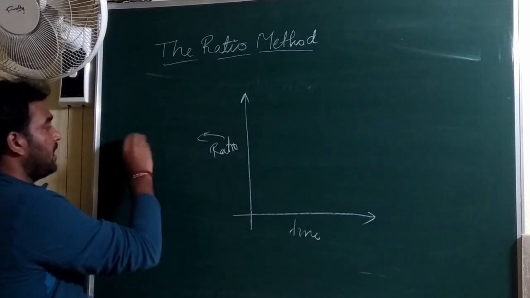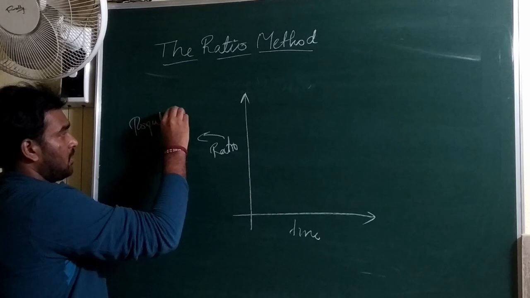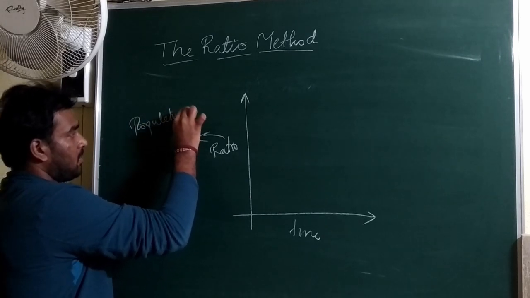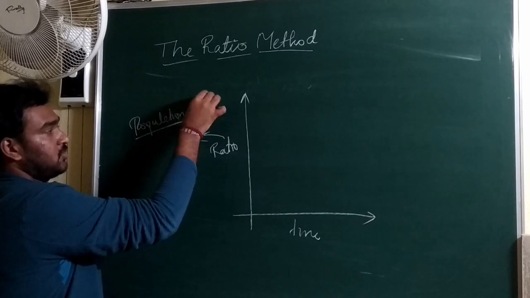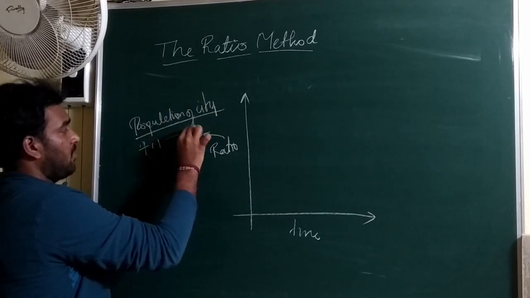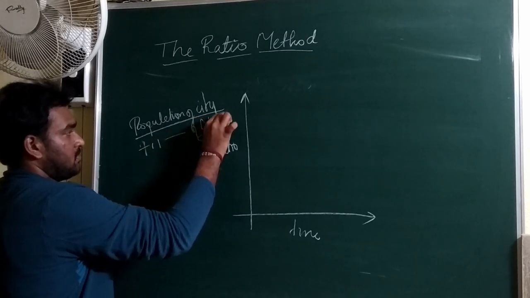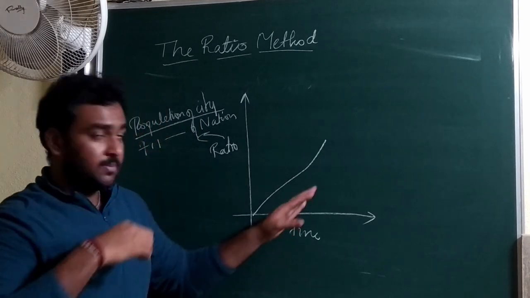So the ratio will be the population of the city under consideration, whose population has to be estimated, and the population of the nation. So the graph is plotted. This might be the graph.